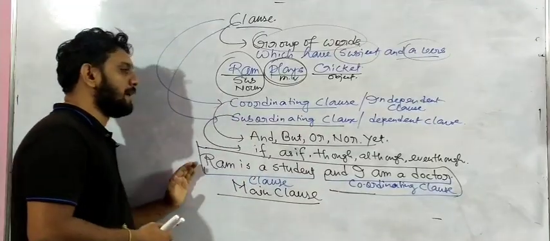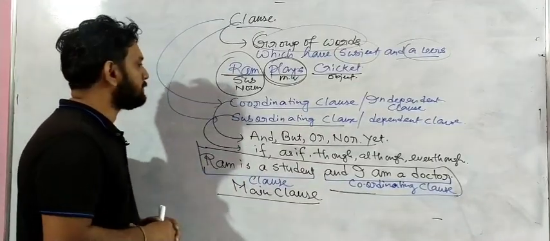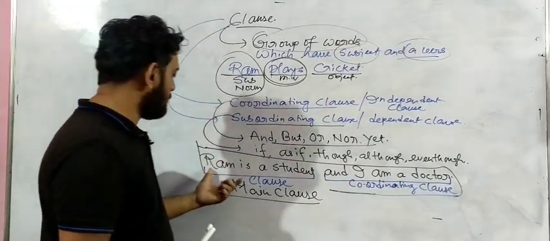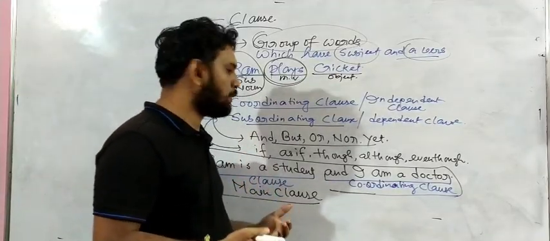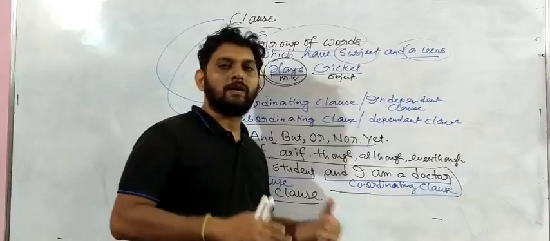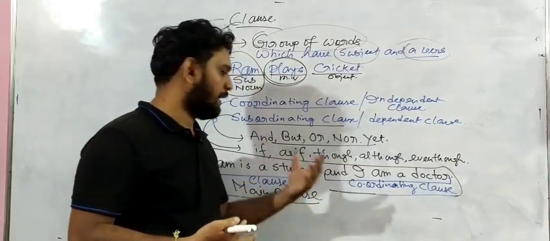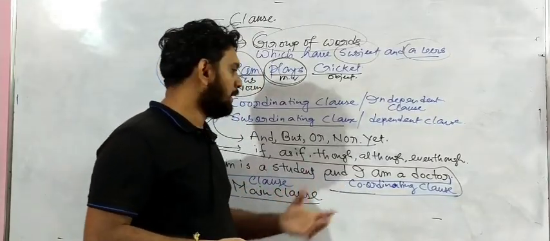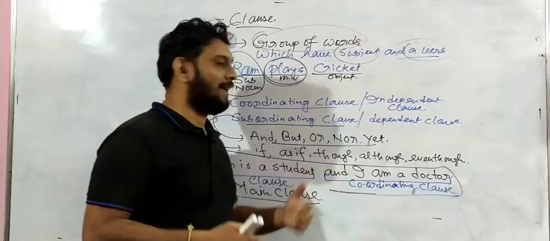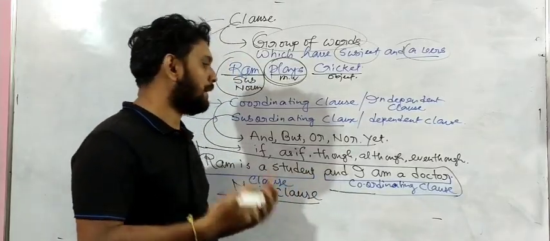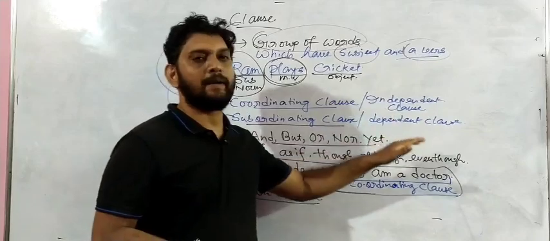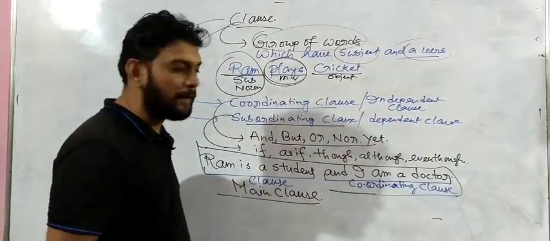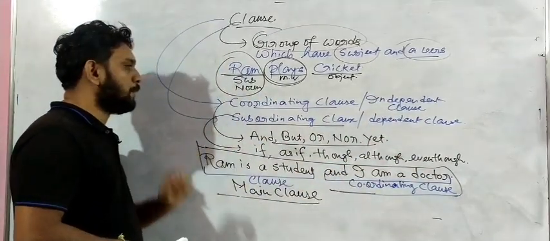Got my point? It has its own meaning. And it's also an independent clause. Ram is a student, it expresses its own meaning, and I am a doctor also expresses its meaning. So I can say both these clauses express their own meaning. So because of this reason it is also known as an independent clause of this sentence. Got my point? The second one is the subordinating clause.